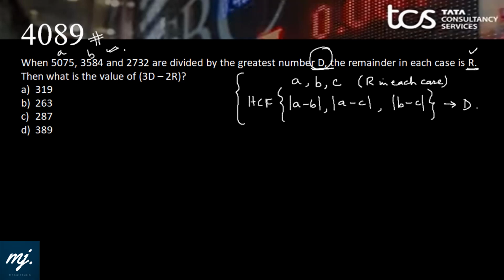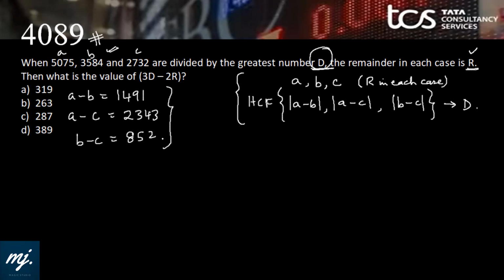So if this is A, this is B, and this is C, and they are divided by the greatest number D, the remainder in each case is R, then we are supposed to find the value of 3D minus 2R. So first, what is A minus B? 5075 minus 3584, this is 1491. Then A minus C: 5075 minus 2732 would give 2343. And B minus C: 3584 minus 2732 should give 852.